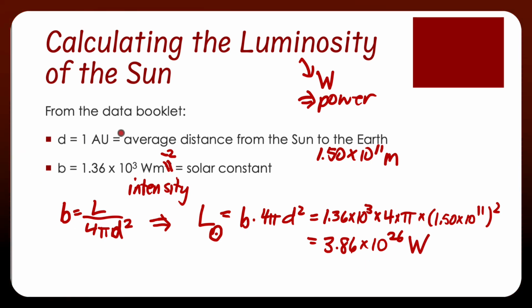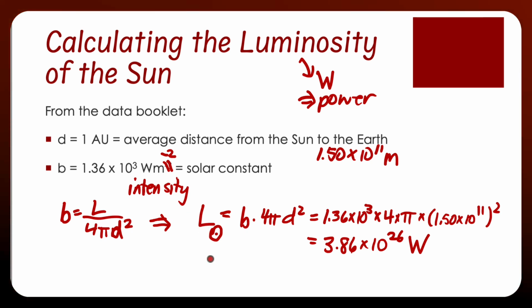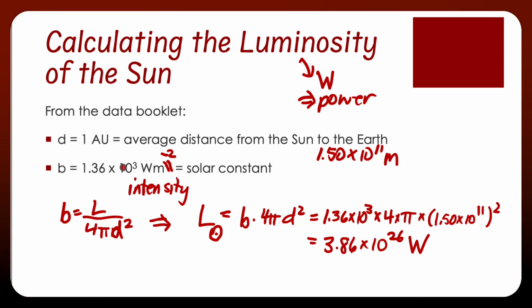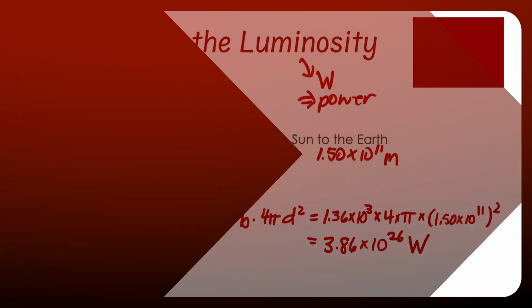So given this information that I have in my data booklet, I can find the luminosity of the sun. For the other stars, I'd have to either be given the equivalents of the brightness and their distance, or I can get the information, like I said, from Wien's law and Stefan-Boltzmann's law, or from a Hertzsprung-Russell diagram. So let's go check out some examples.